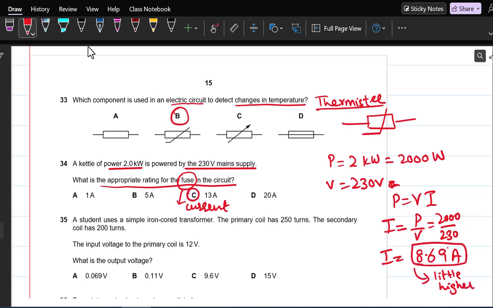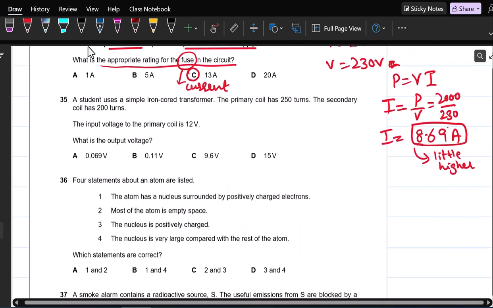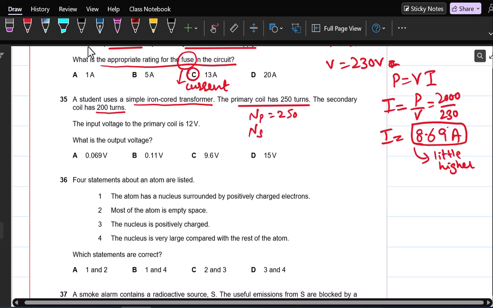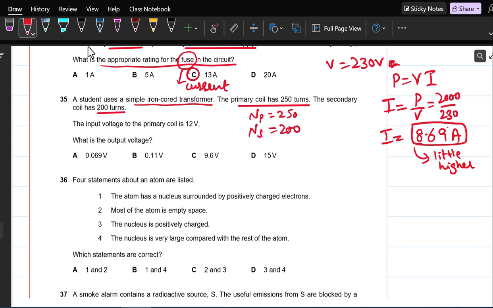Question 35 now. A student uses a simple iron core transformer. The primary coil has 250 turns, Np. The secondary coil has 200 turns, Ns. The input voltage to the primary, Vp, is 12 volt. Output voltage, the secondary one, we have to find. So we will use the turn ratio.